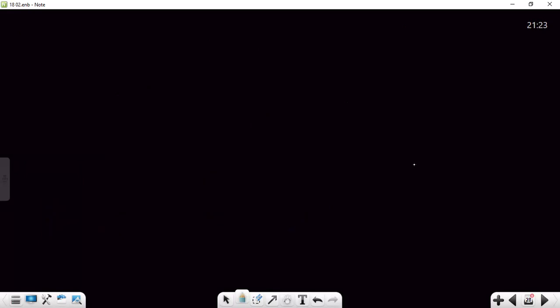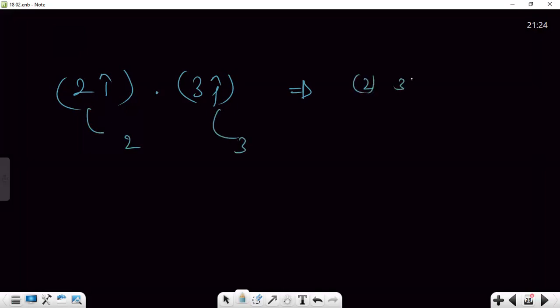Let me explain this to you first. 2 i cap dot 3 j cap. These are two vectors. Understand simply that when i cap gets dotted with j cap, what is its magnitude? It's 2 and 3. So 2 into 3. What is the angle between i cap and j cap? i cap is this, j cap is this, 90 degrees, right? Cosine of 90. What is cosine of 90? 0.